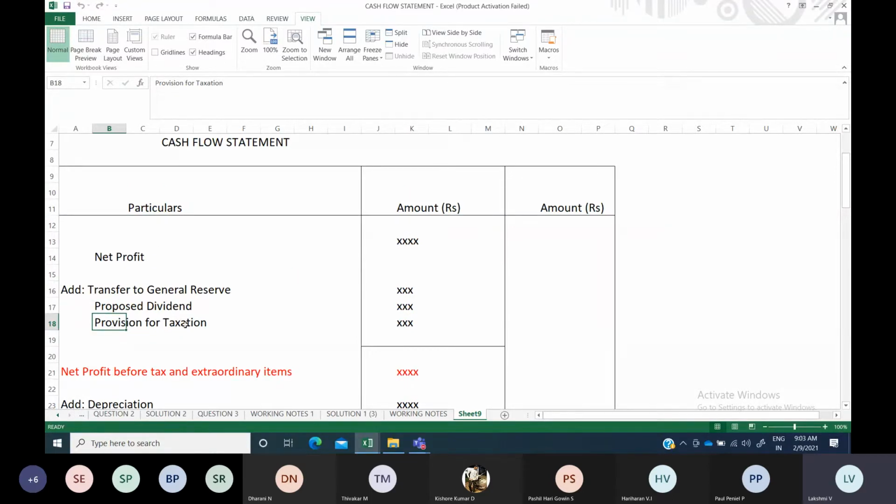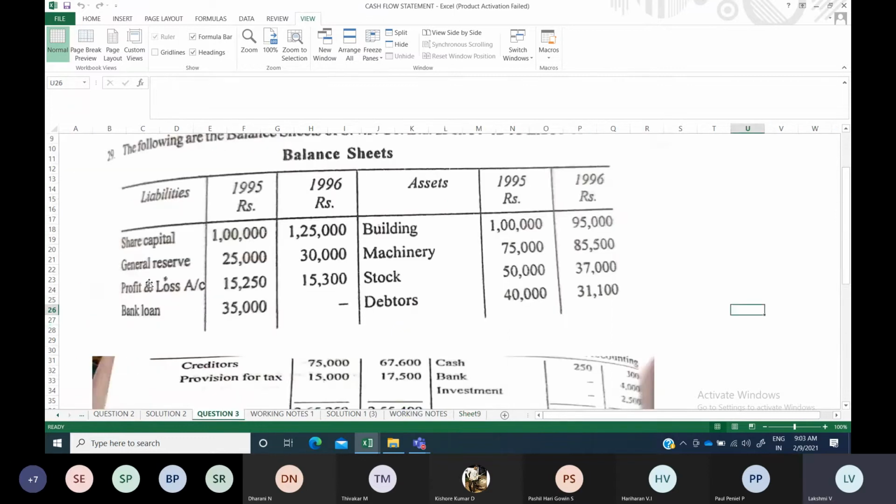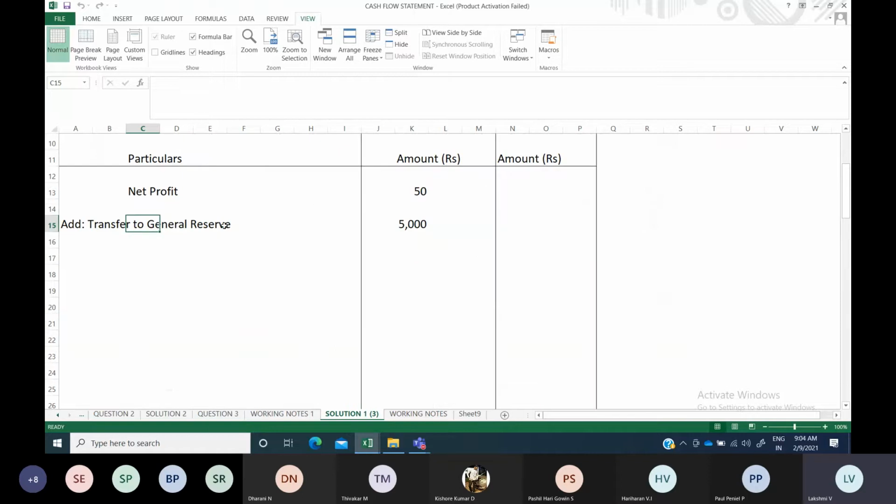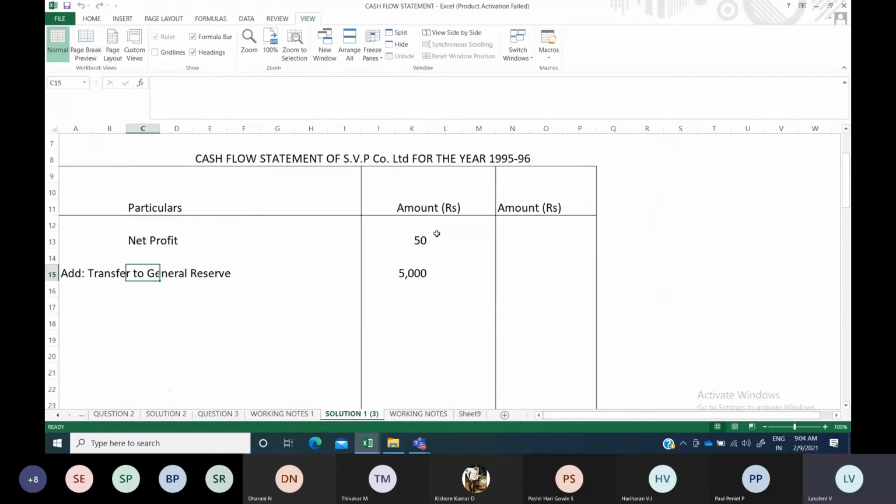If you have any items like this, you will be adding them to net profit and finding out net profit before tax and extraordinary items. So in this problem, we have the general reserve of 5,000 and the profit and loss account they have given. With that difference only you will find out the net profit: 15,300 minus 15,250, you will get 50 rupees. So with that only our solution first starts. Net profit 50 rupees.